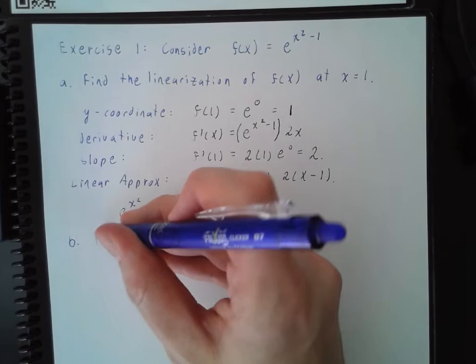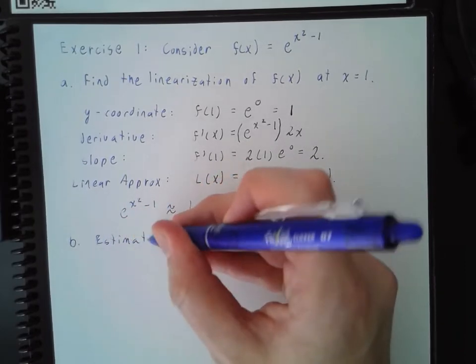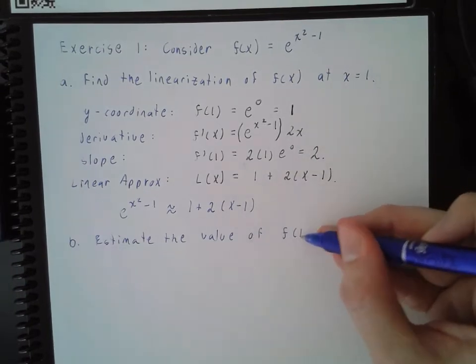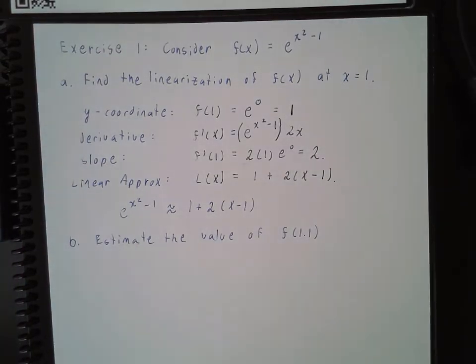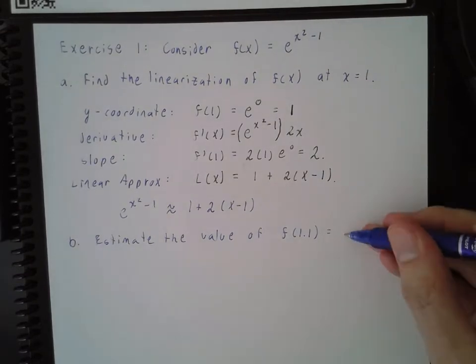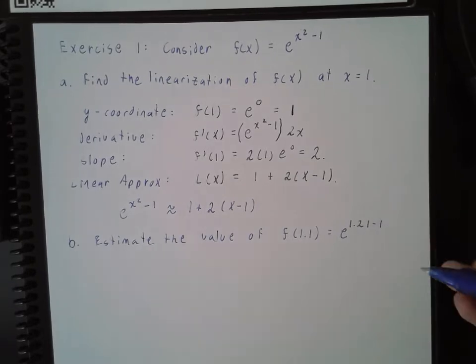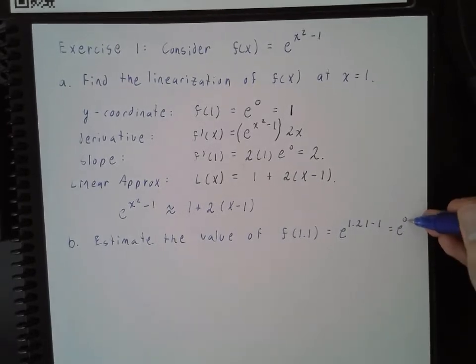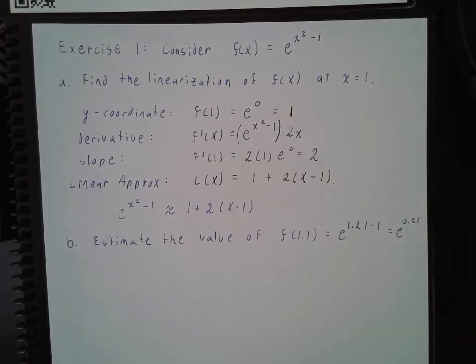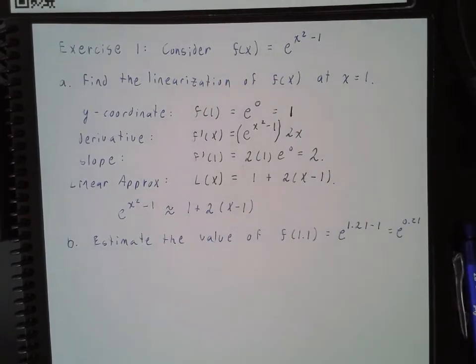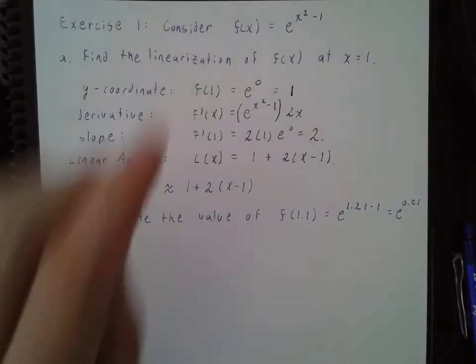So right now we're going to estimate the value of f of 1.1. Just to remind yourselves, what is f of 1.1? We're actually trying to find e to the 1.21 minus 1. So we're trying to find e to the 0.21, which is hard to find out without a calculator. But you're going to see that even if we don't have a calculator, just by using this linear approximation, we're going to get a pretty accurate answer.